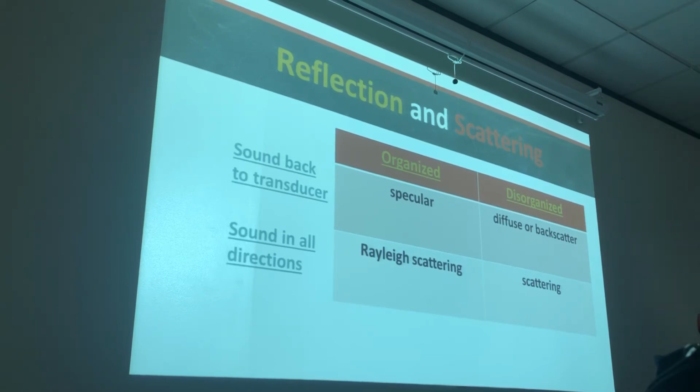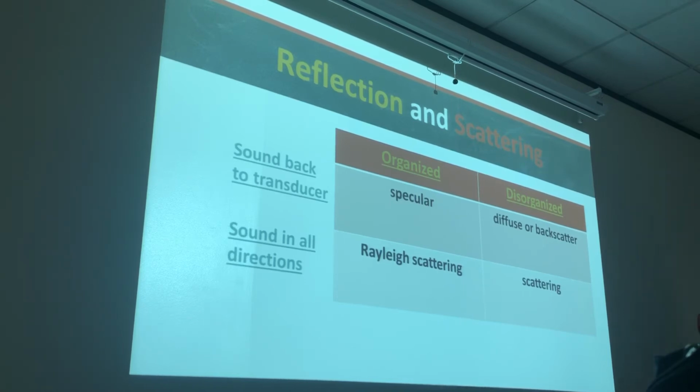All right. So Rayleigh scattering is considered organized. Remember, it's organized because it's going to be equal in all directions. And regular scattering, such as in the lungs, is going to be disorganized and chaotic. But with both scattering types, sound is going to go in all directions. And remember, Rayleigh scattering is proportional to the frequency to the fourth power. That's a given.